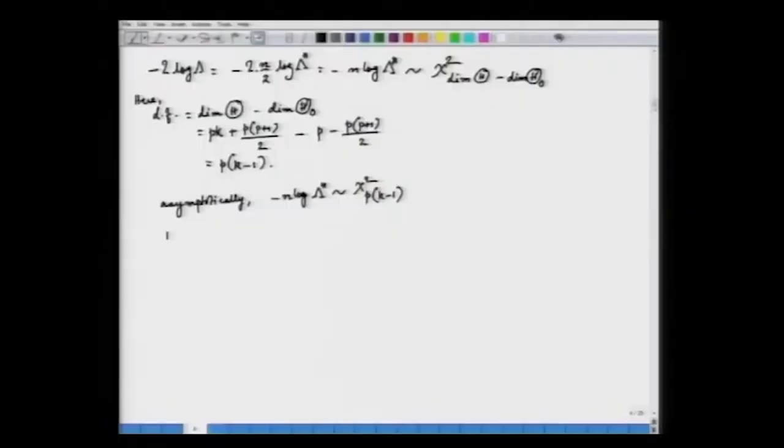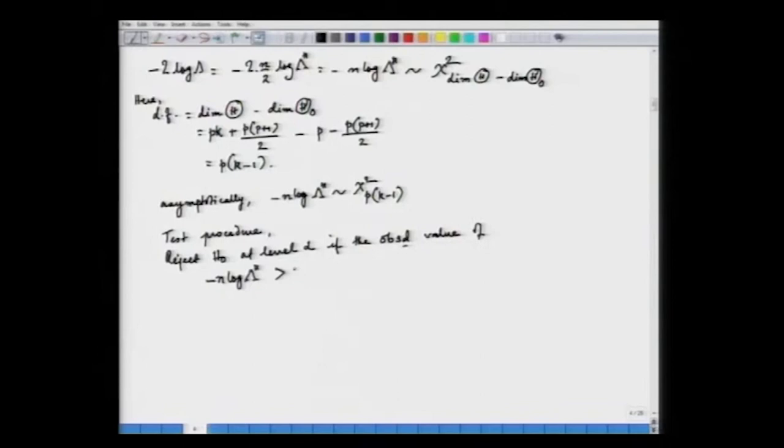Okay. The test procedure next is the decision. As we have already said, we reject h naught, the null hypothesis, if the observed value is small. So, what is happening here? We are considering minus n log lambda. So, the test procedure is obviously reject h naught in favor of h a at level alpha if the observed value of minus n log lambda star or minus 2 log lambda, whatever you consider, is greater than chi square p k minus 1. This is the cutoff point.